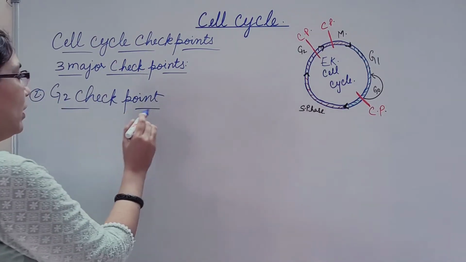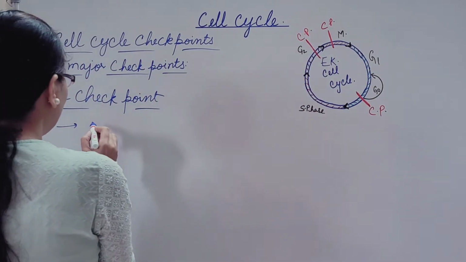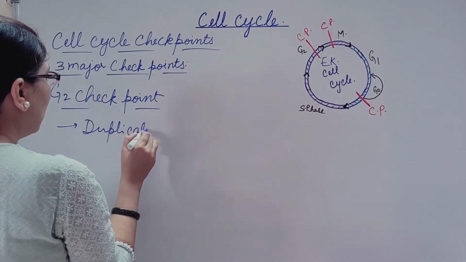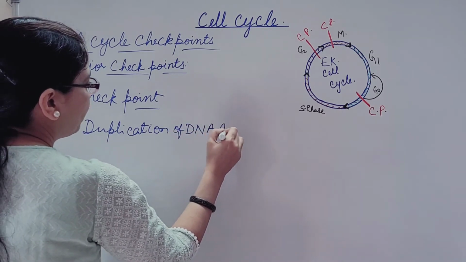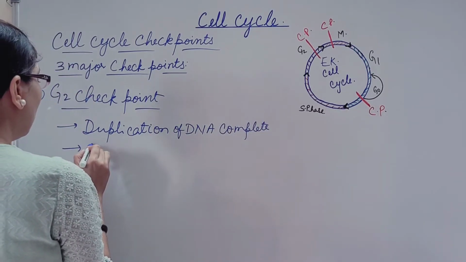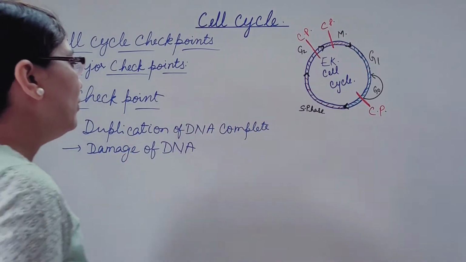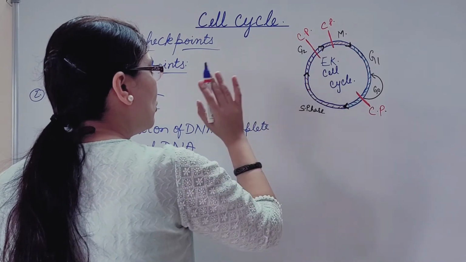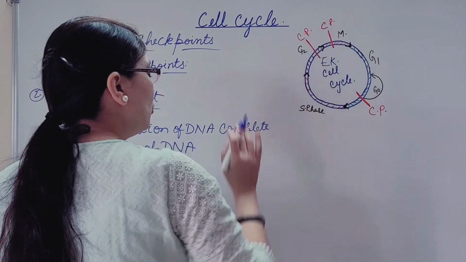Second is the G2 checkpoint, and this is towards the end of the G2 phase. It checks whether the duplication of DNA is complete or not. It also checks whether DNA is damaged. And if any problem is there, then the cell cycle pauses at this point and tries to complete the DNA replication if it is incomplete, or if any damage is present, it tries to repair.